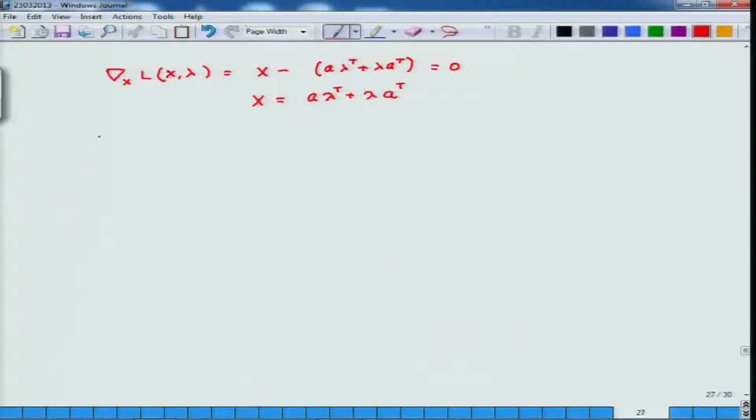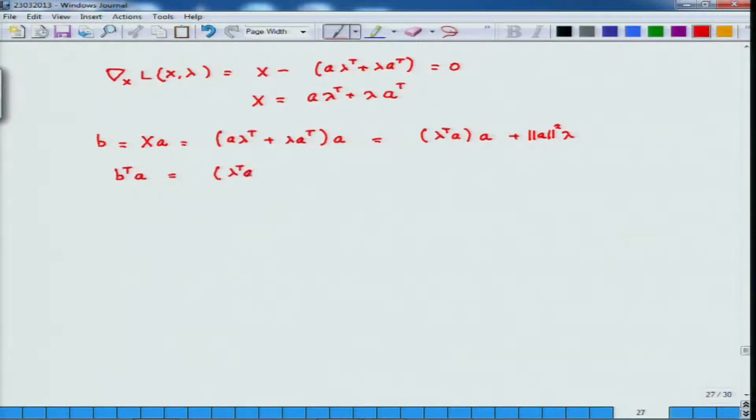So if that is the case, then here we have this, and this would give me, this is an inner product of course. So this real number into this vector, this real number into this vector. Now B transpose A, which is B inner product A, can be written like this. I want you to check the calculation that I am doing.